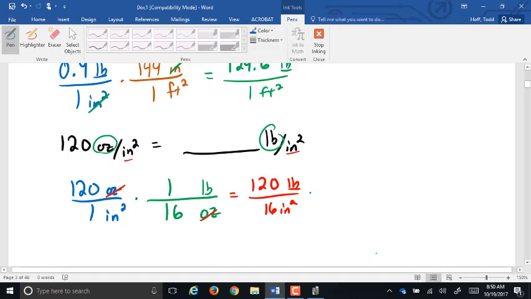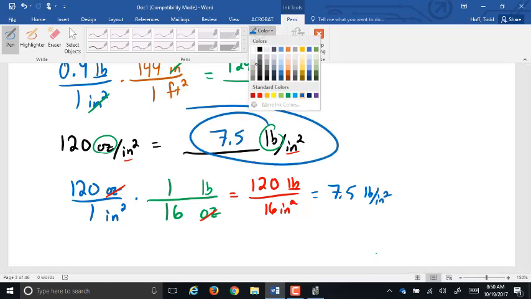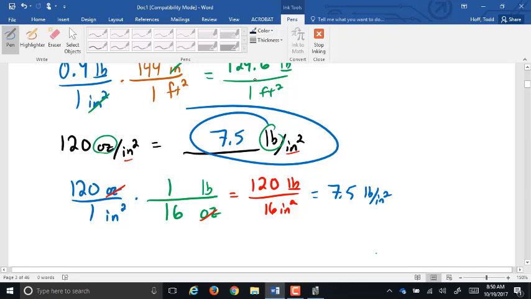We'll need to divide that out. 120 divided by 16 is 7.5 pounds per square inch. What do you think? Not so bad?